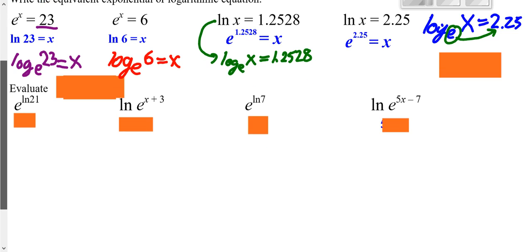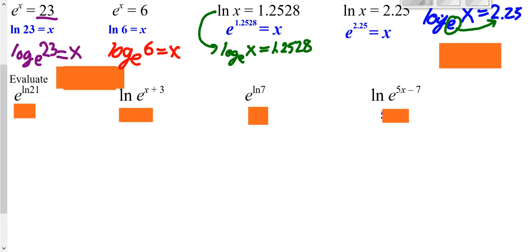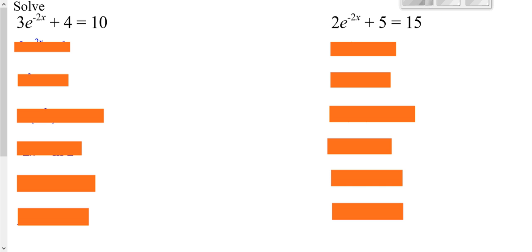Now, down below here, e and ln undo each other, so it leaves you just with 21. Here, ln and e still undo each other, leaves you just with x plus 3. So e and ln undo each other, that's ln 7. e and ln undo each other, leaves you just with your exponent. So e and ln undo each other.